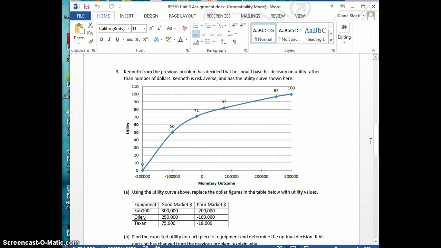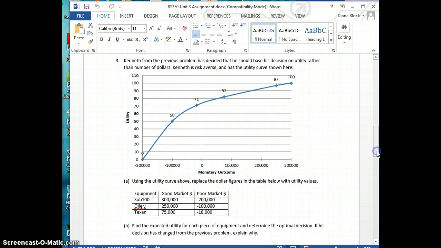And keep in mind, I'm giving the ebook page numbers, the page number that's at the bottom of your ebook. If you were using a hard copy of the book, the pages might be different, but it's within chapter 3, certainly. Here is problem 3, and it's showing a utility curve. So the questions that you're going to answer are down here. Part A is asking you to replace these dollar figures with the utility values from this chart. So you'll look up these dollar figures and replace them in the table with the corresponding utility figures.